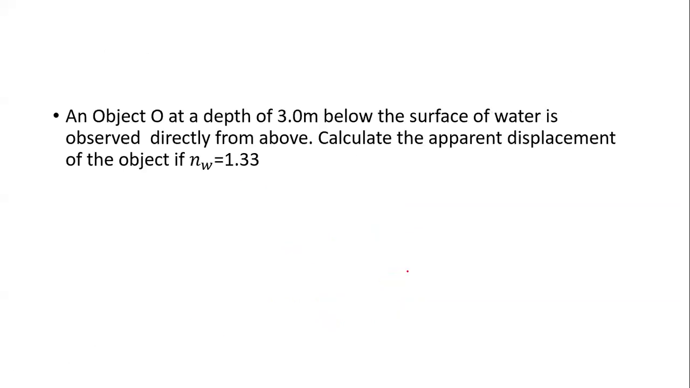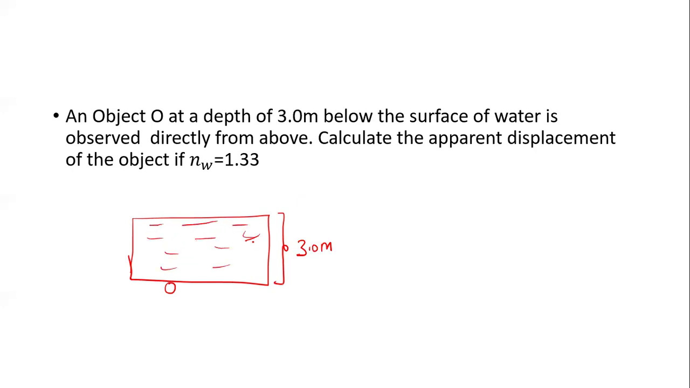We are doing another one. For this one, they have told you that an object O at a depth of 3 meters below the surface of water is observed directly from above. Calculate the apparent displacement of the object if the refractive index of water is 1.33. You may sketch or you may not, no problem. So this is our object, and they have told us it is 3 meters below the surface of water. That is the 3 meters. This is water. The refractive index of water is given as 1.33.